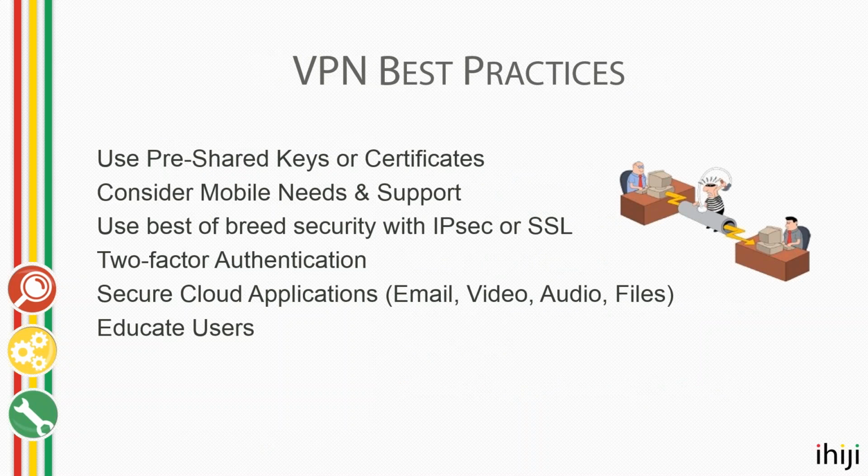There are other things you can do with VPN to keep it more secure. You can use pre-shared keys, which I highly recommend. If you want to take it one step further, you can use certificates. Consider the mobile needs of your customers. If they're trying to access the VPN over their mobile phone to do the cameras, then you need to think about what type of VPN you choose. Always use security encryption in your VPNs. Consider two-factor authentication.